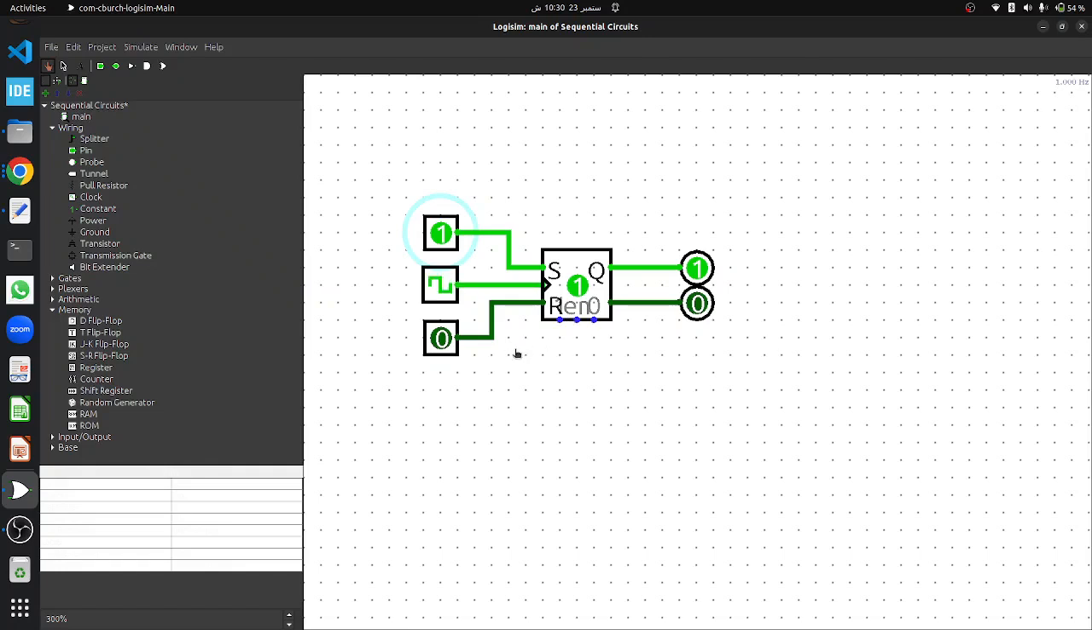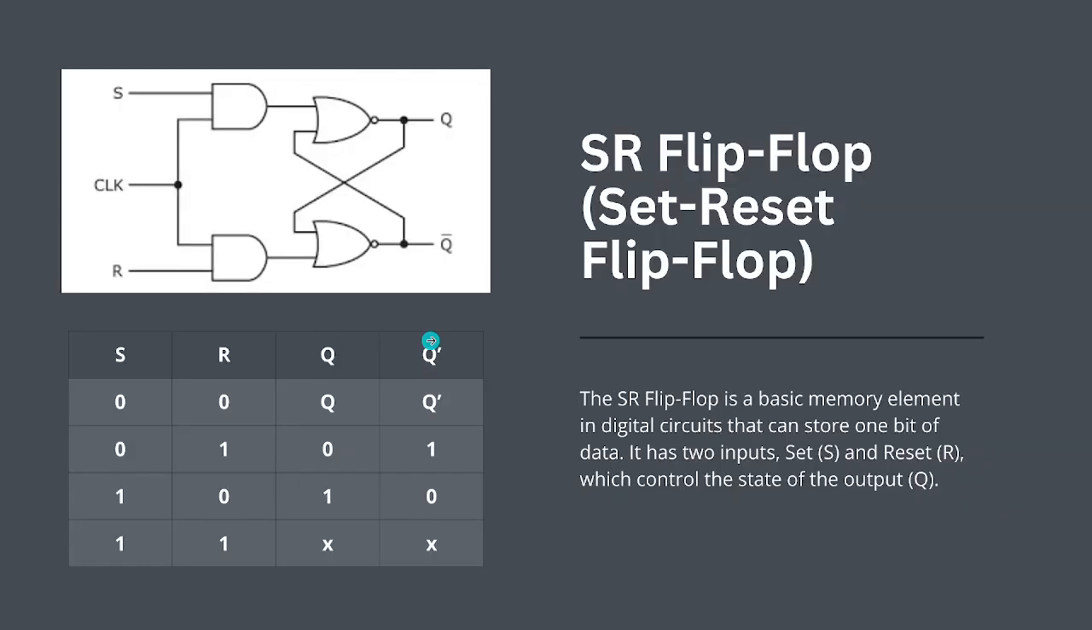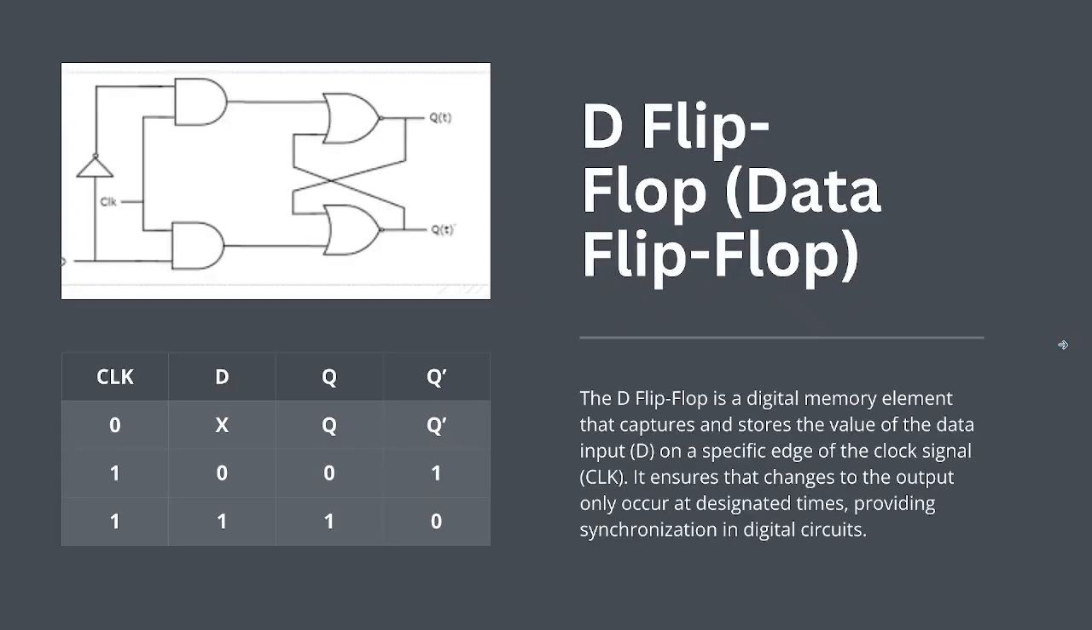Now you have seen the SR flip-flop and how it behaves during different combinations. The SR flip-flop is widely used in basic memory storage applications as it allows for the storage of a single bit of information. Next we will explore the D flip-flop, a fundamental building block in synchronous circuits.